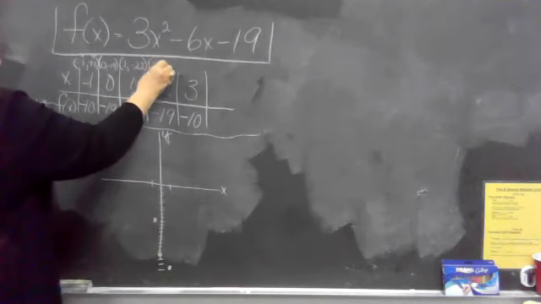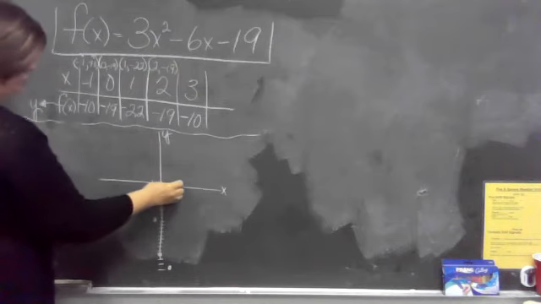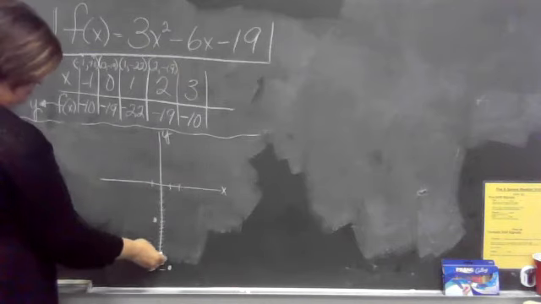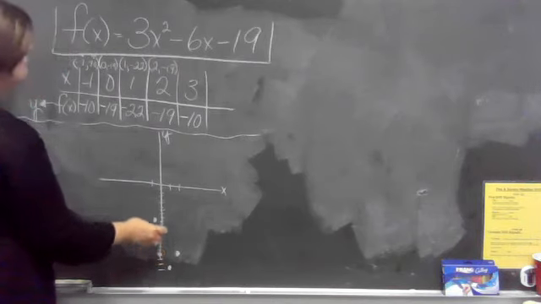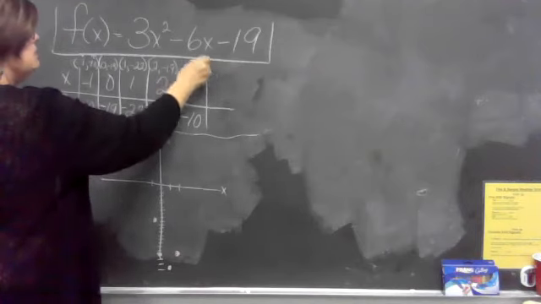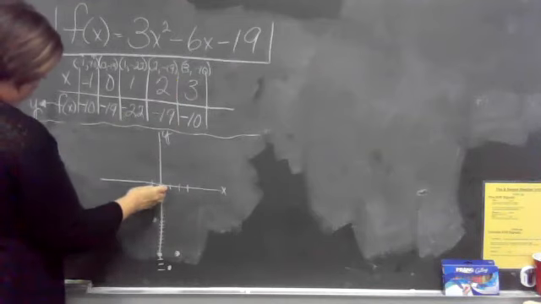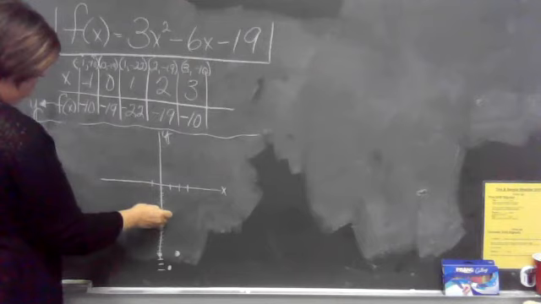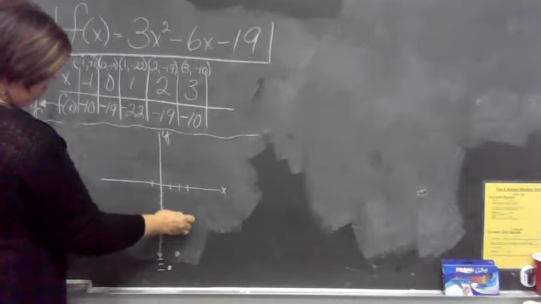2, -19. So here's 2. This is -19, so I'm right here. And one more, 3, -10. And -10, 1, 2, 3, 4, 5, 6, 7, 8, 9, 10 was right here. And so I'm right about here.